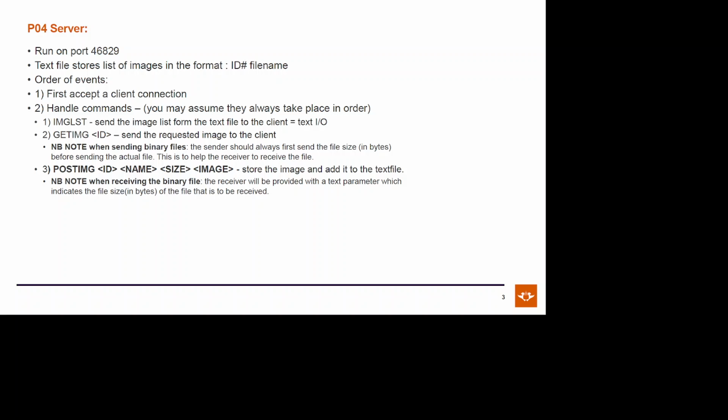So what you're going to do is you're going to first store the image and add it to the text file, because you know there's a new file that's now being uploaded to your server. So you need to keep a record of that, and so you need to make sure you add it to the text file as well. And then, as we know, when we're receiving a binary file, we need to be provided with a text parameter which indicates the file size in bytes of the file that's to be received.